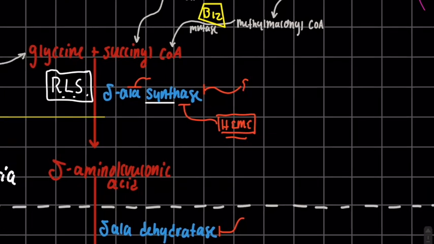Another thing that's going to inhibit this pathway is ETOH. Our alcoholics never get a break in medicine. They always have something wrong with them, and this is just the next thing that's wrong with alcoholism.